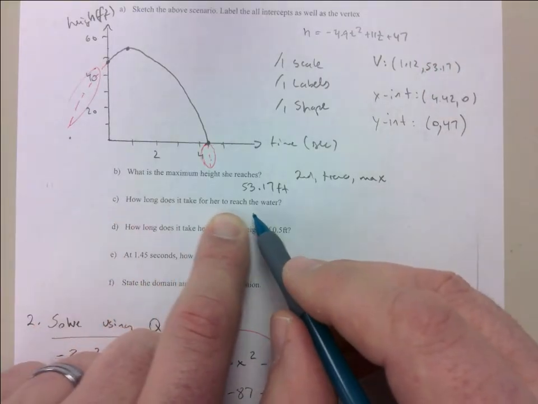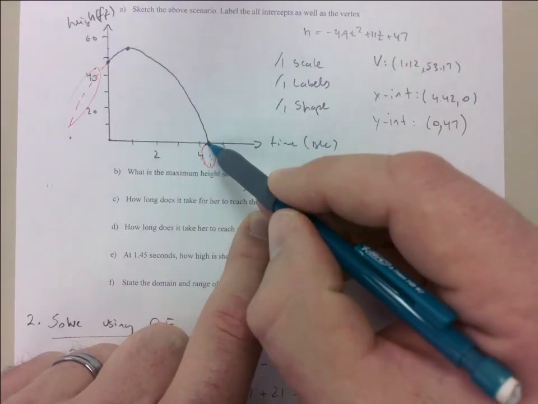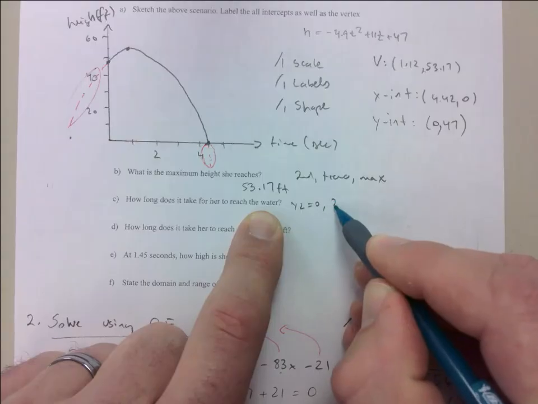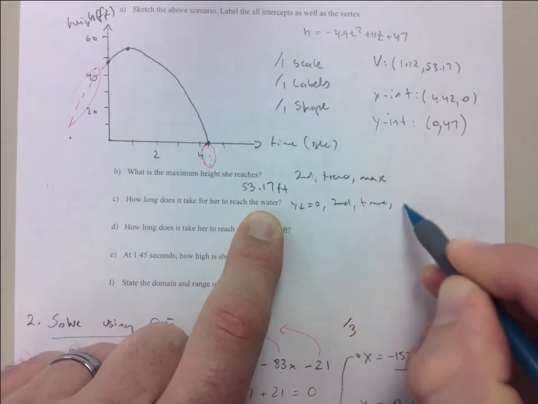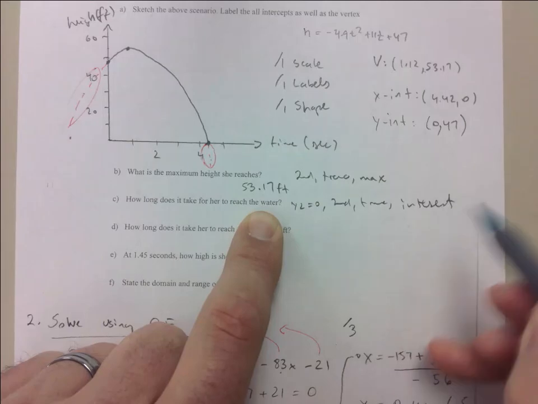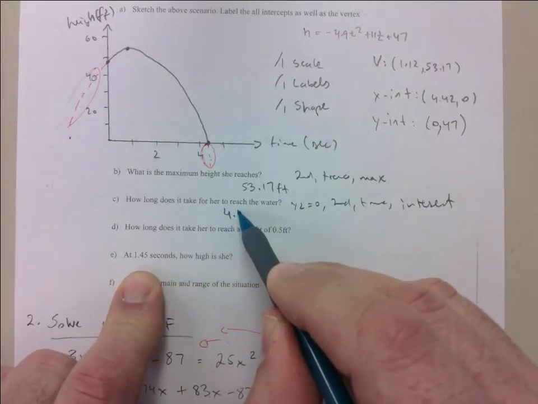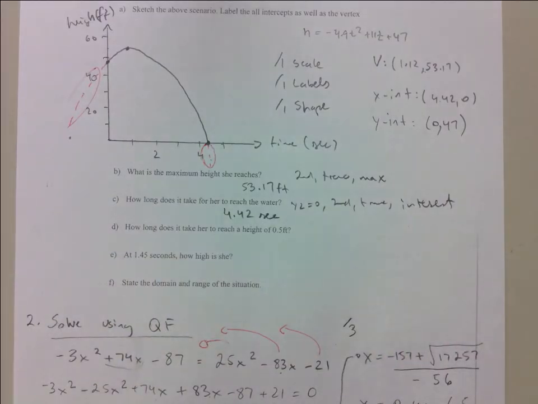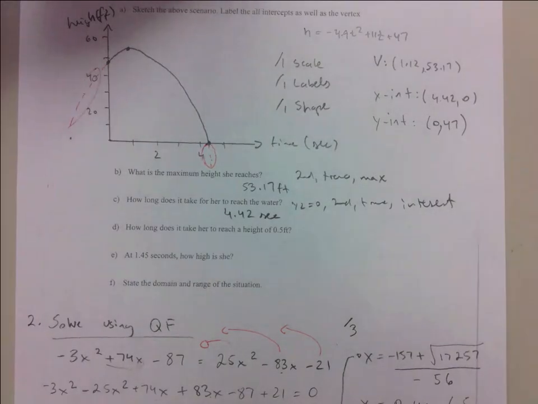How long does it take for it to reach the water? So that's obviously this point right here, the x-intercept. So that'd be y2 is equal to 0, second trace, intersect. And so that's 4.42 seconds. That's a long jump. Almost 5 seconds. Think about it. Count while you're up in the air.